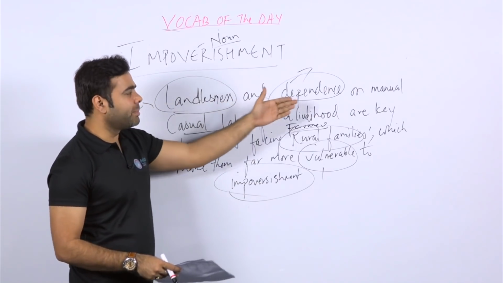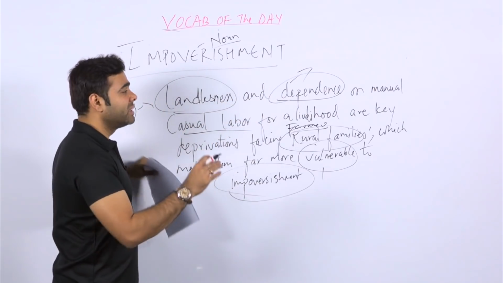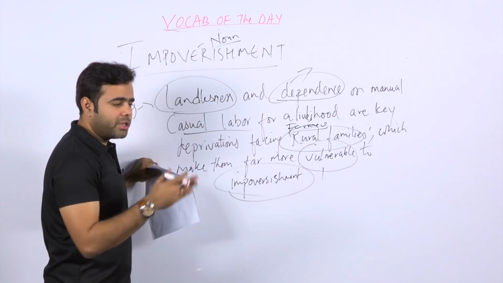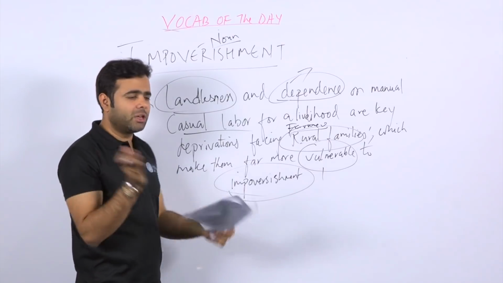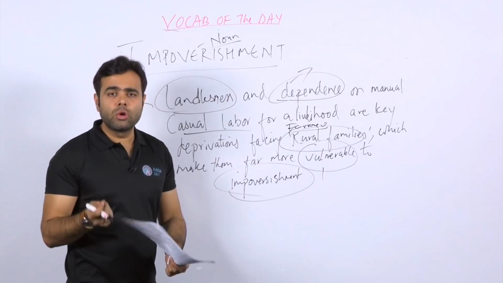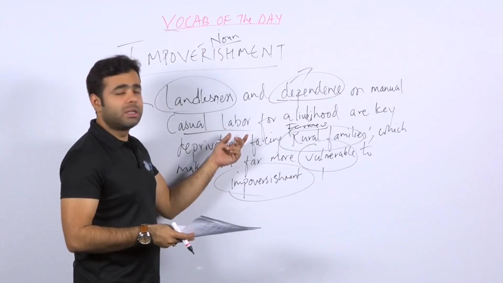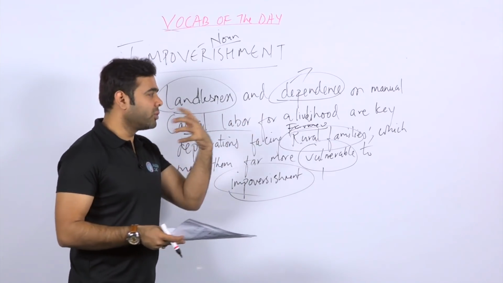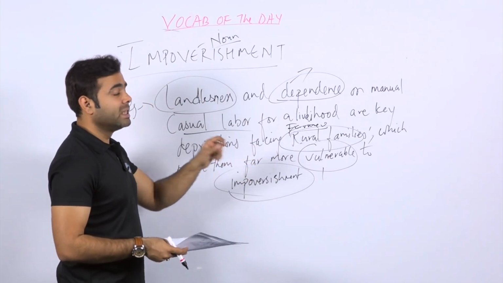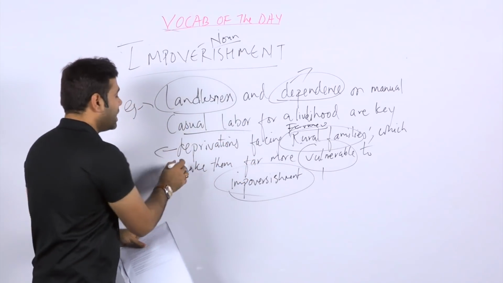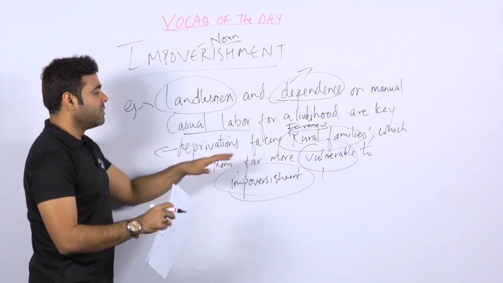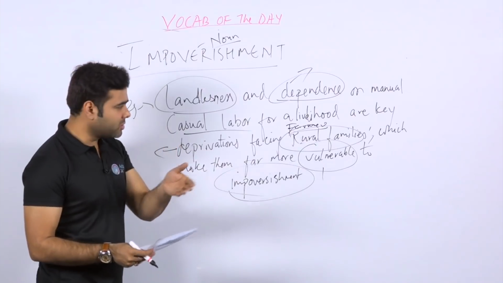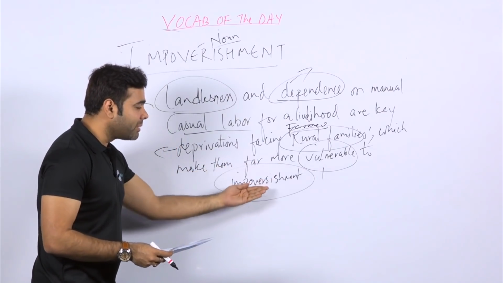So landlessness and dependence on manual casual labor. Manual casual labor is related to the separation of any kind of machine, where any kind of machine or technique is not involved. Only the manual labor is connected in the context. So labor for livelihood, obviously what they earn, are key deprivations of facing. Key deprivations are something which is being deprived of or separated of. Facing rural families, the people who are facing the challenges are the farmers, obviously. So make them far more vulnerable to impoverishment.